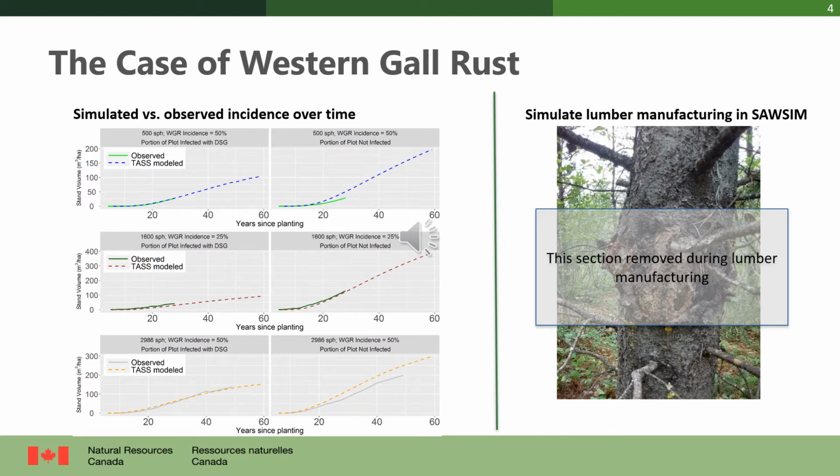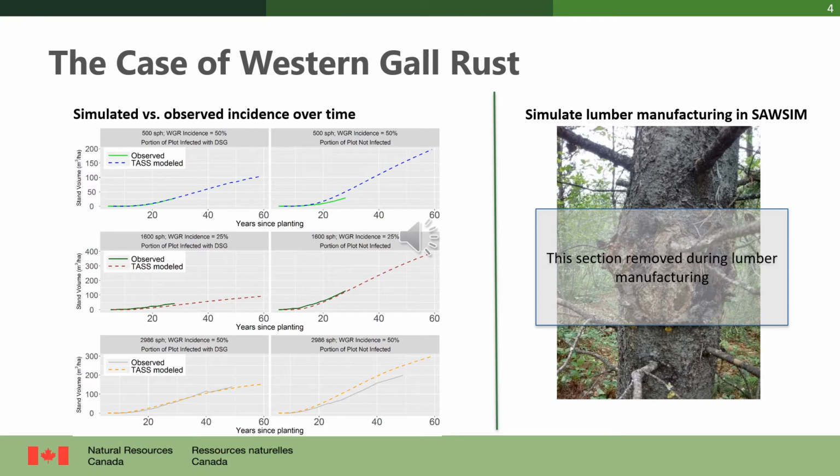The top left panel shows the stand volume of infected trees, while the top right panel shows the volume for the same stand but for the uninfected trees within the plot. The panel below shows the same thing, but for different initial planting densities and different incidence levels. The same is shown in the last pair of panels at the bottom. In most cases, we found that when the rust modules were used in tasks to project stands, there was good agreement with the observed data.